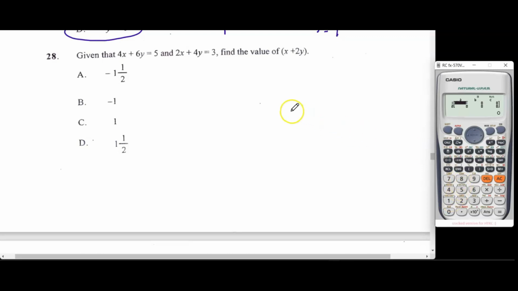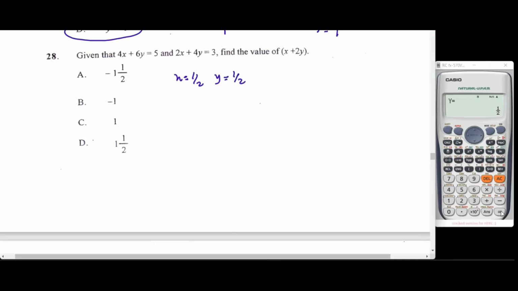So let's key in the coefficients. Everything has been orderly arranged. So 4 equal, 6 equal, 5 equal. Then we go to the next equation, which is 2 equal, 4 equal, 3 equal. So we are just programming. Then finally equal, x is half and y is also half.